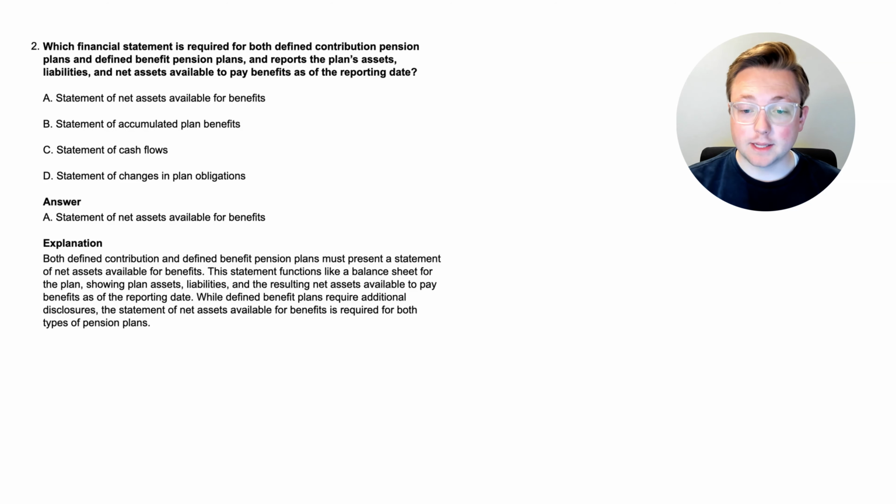While defined benefit plans require additional disclosures, the statement of net assets available for benefits is required for both types of pension plans. And again, we are going to talk about the additional statements that are required for defined benefit plans. But now we've learned the 2 statements that are required for both types of plans. And again, it's the statement of changes in net assets available for benefits and the statement of net assets available for benefits, kind of like the income statement and the balance sheet for benefits. Now let's go to the next question to learn something else.